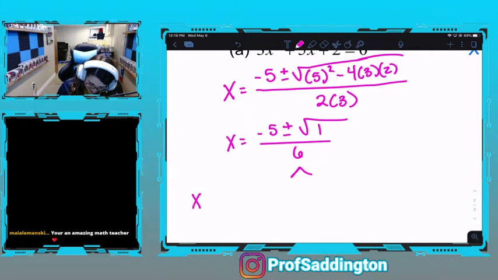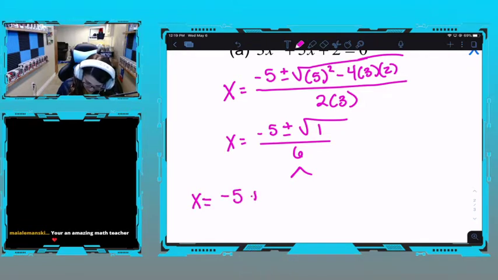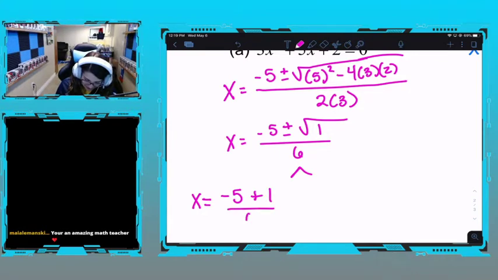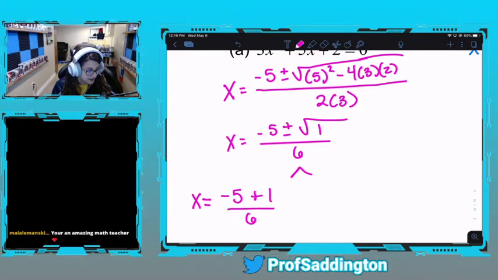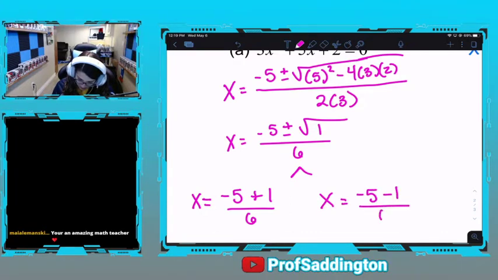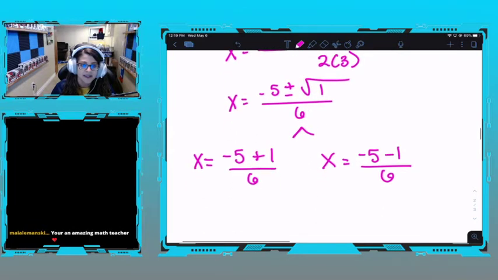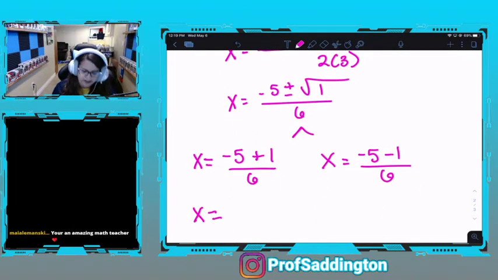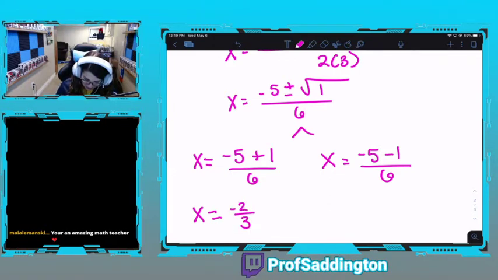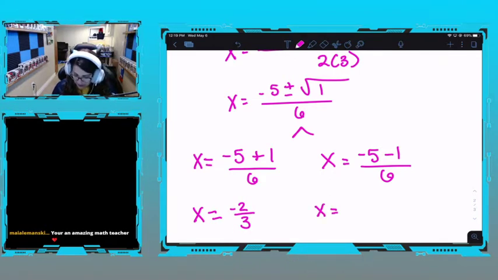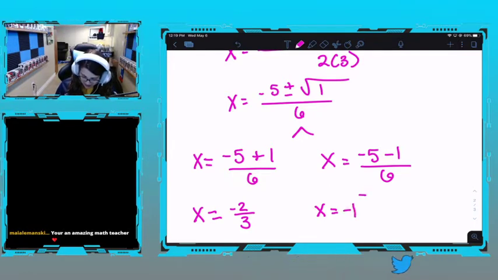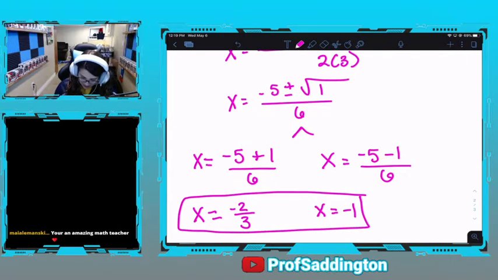We're going to have x equals negative 5 plus. Now, radical 1 is just 1. So I'm going to actually simplify that. Sometimes you can simplify, sometimes you can't. All over 6. And then I also could have negative 5 minus 1 all over 6. Negative 5 plus 1 is negative 4 over 6 would simplify to negative 2/3. And then over here, negative 5 minus 1 is negative 6. Negative 6 over positive 6 is going to be negative 1. So here we have 2 answers.